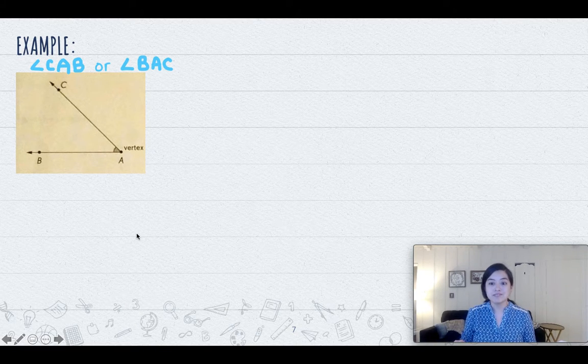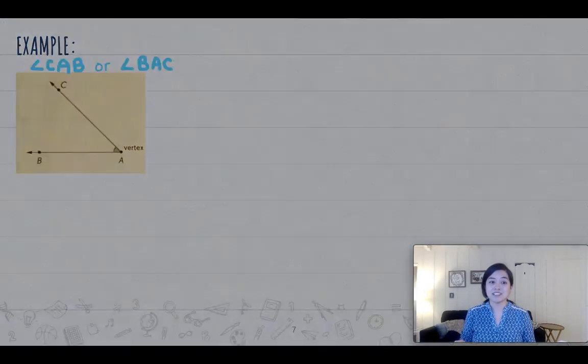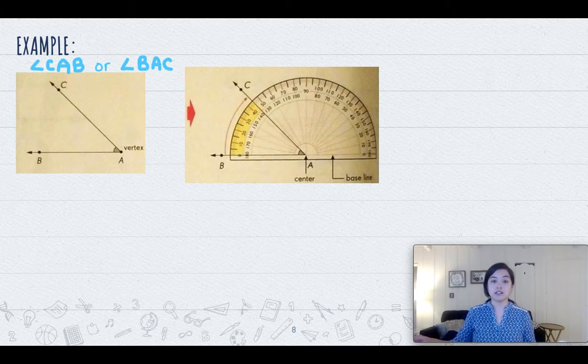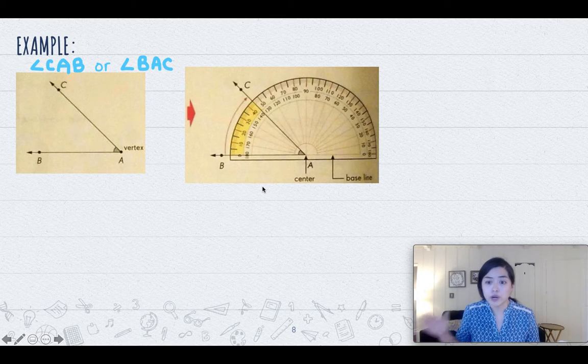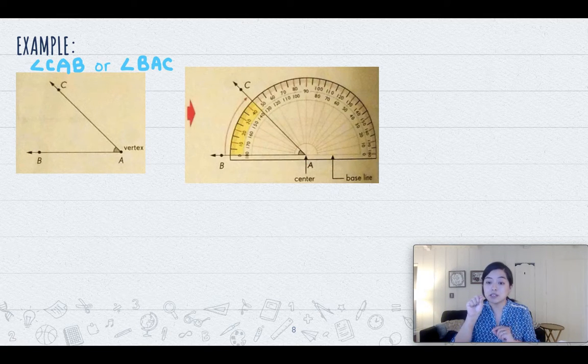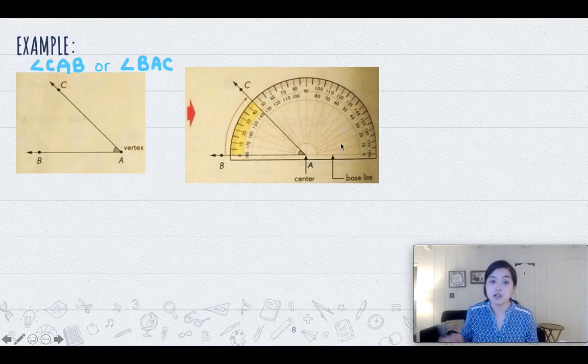Okay, now let's use a protractor. Here's a protractor that is measuring our angle BAC. What do we need to do? Where do we put our protractor to measure an angle? Well, first and foremost, in the center of your protractor, you might have a tiny hole right in the middle, or you might just have a dot. For me, I have a protractor that looks like this, so I just have a little dot. But you might have a hole.